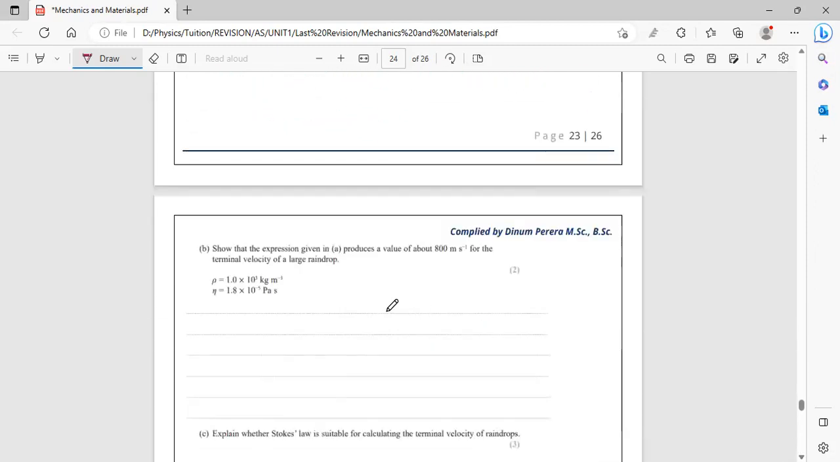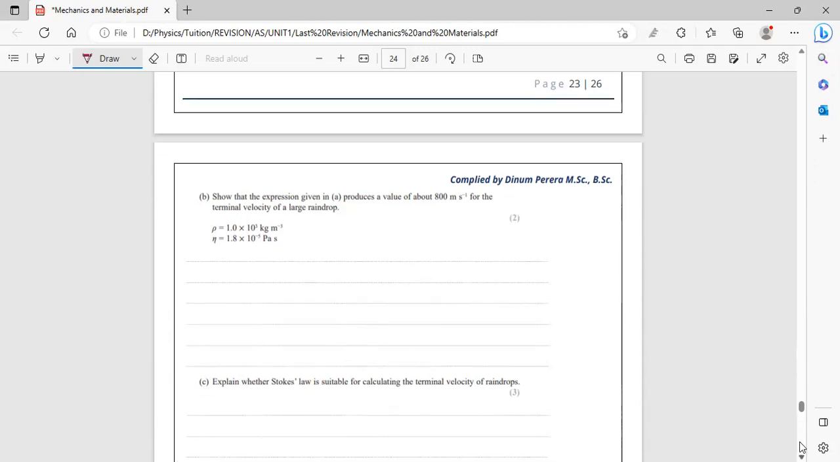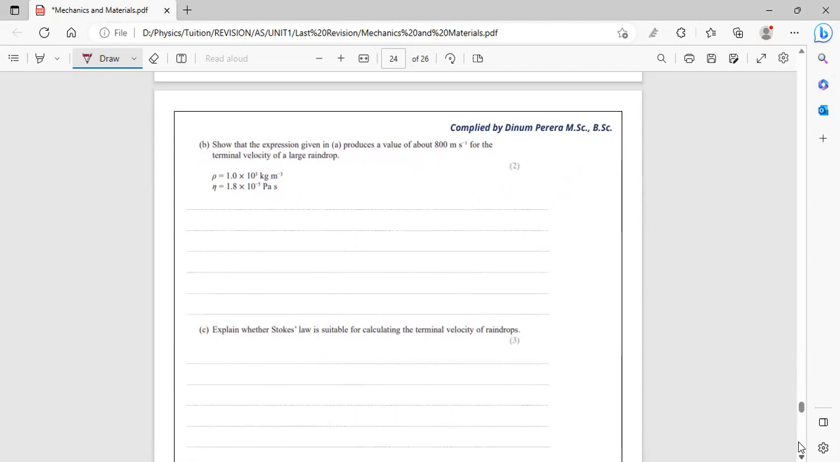Show that the expression given in A produces a value of 8 for terminal velocity of a raindrop when rho is this and eta is the given value. So you can do this yourself, just substitution. Explain why Stokes' law is suitable for calculating the terminal velocity of raindrops. Stokes' law is valid if the raindrop is small, if the speed is lower, and flow is laminar.